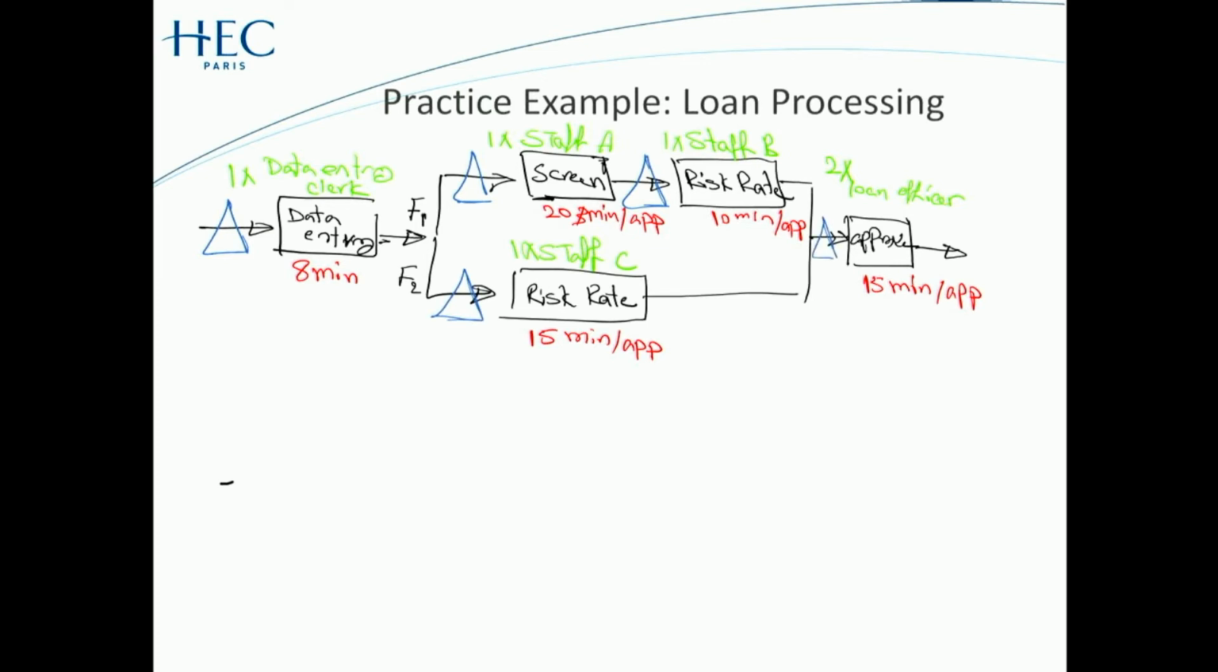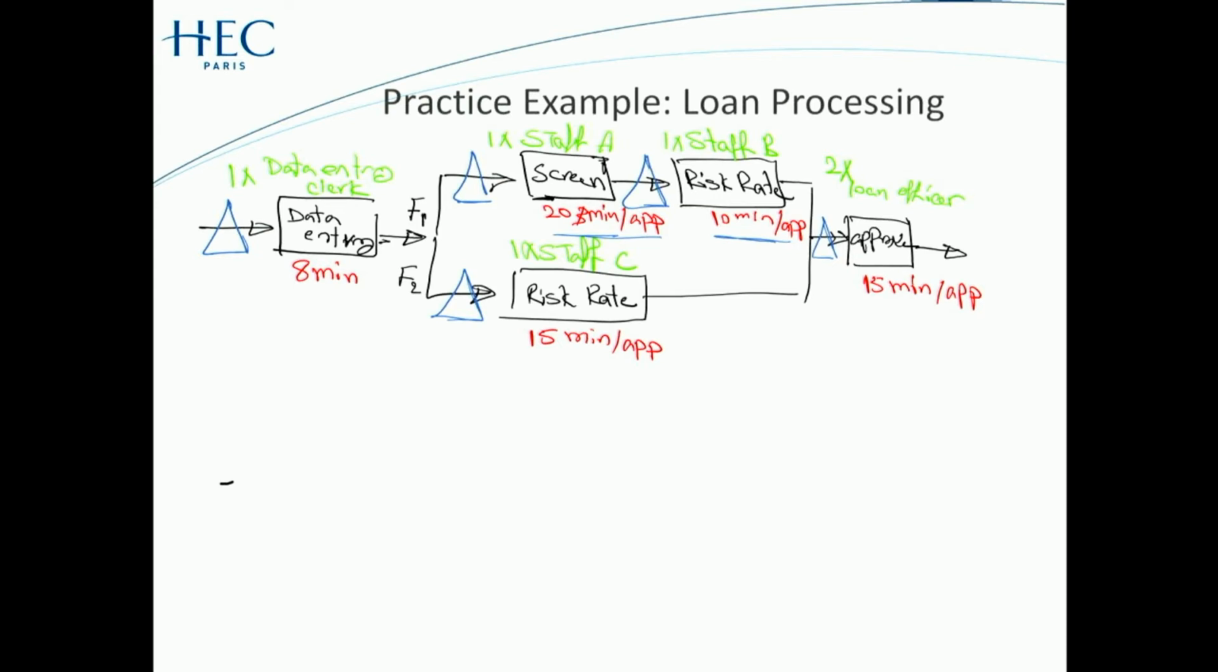So there is a possibility and potential that there is going to be a buffer before each process. Now, is this going to happen? For example, given this data, the fact that staff A is going to take 20 minutes and staff B is going to take 10 minutes, are we going to actually have flow units waiting to be risk rated here? Well, the answer is no, because the screening step is a slower step than the risk rating step.